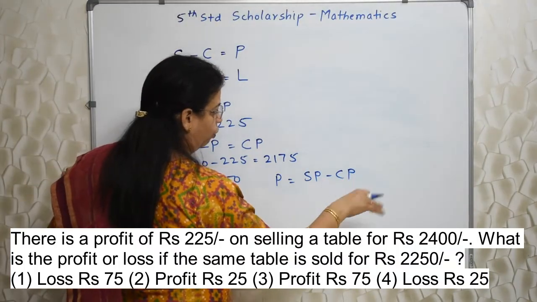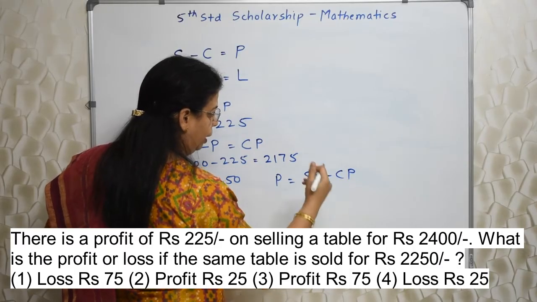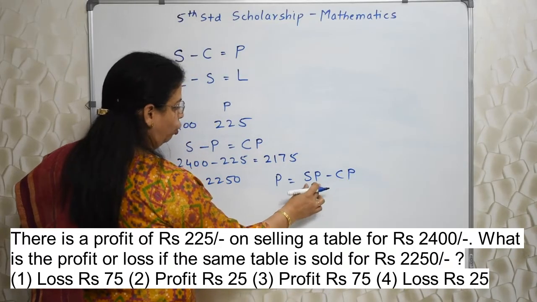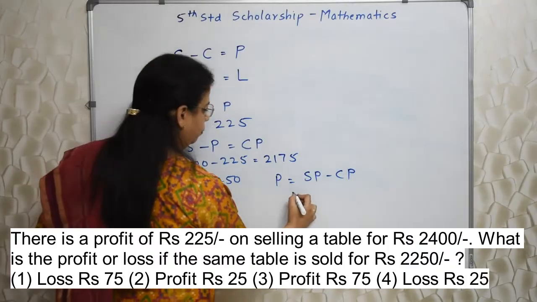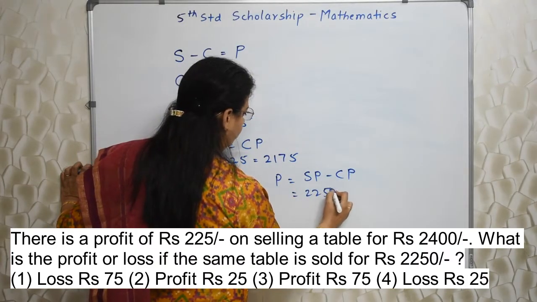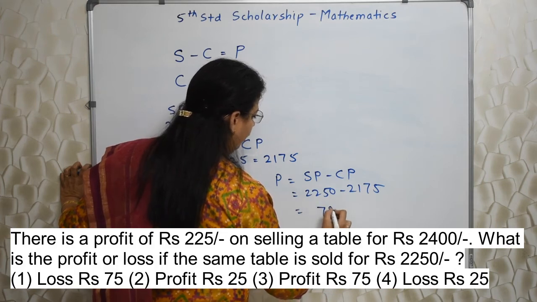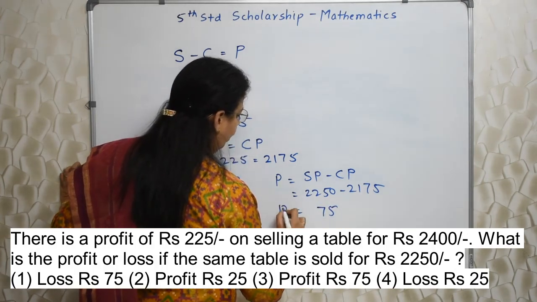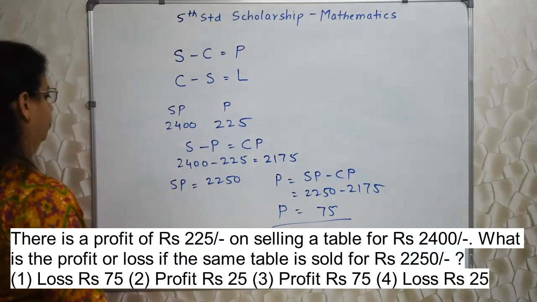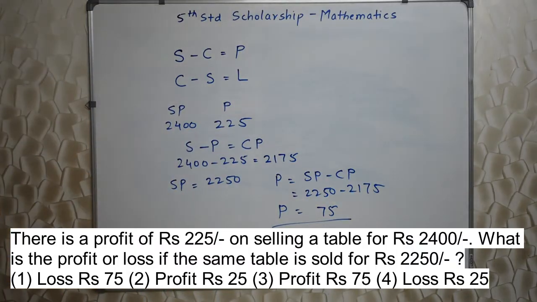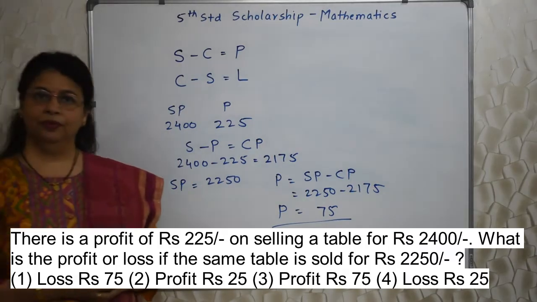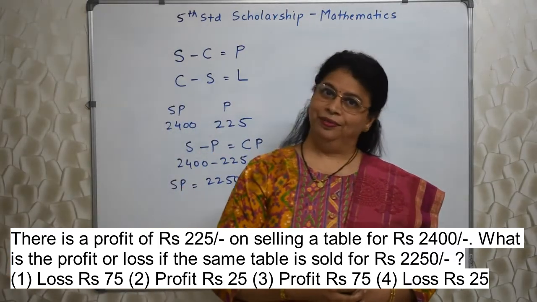Cost is what is going out from your pocket. SP is what is coming in your pocket. If that is more, obviously you will get profit, right? So 2250 minus 2175. How much is it? 75. So answer is profit of rupees 75. Answer is profit of rupees 75. Right? Let's move ahead.